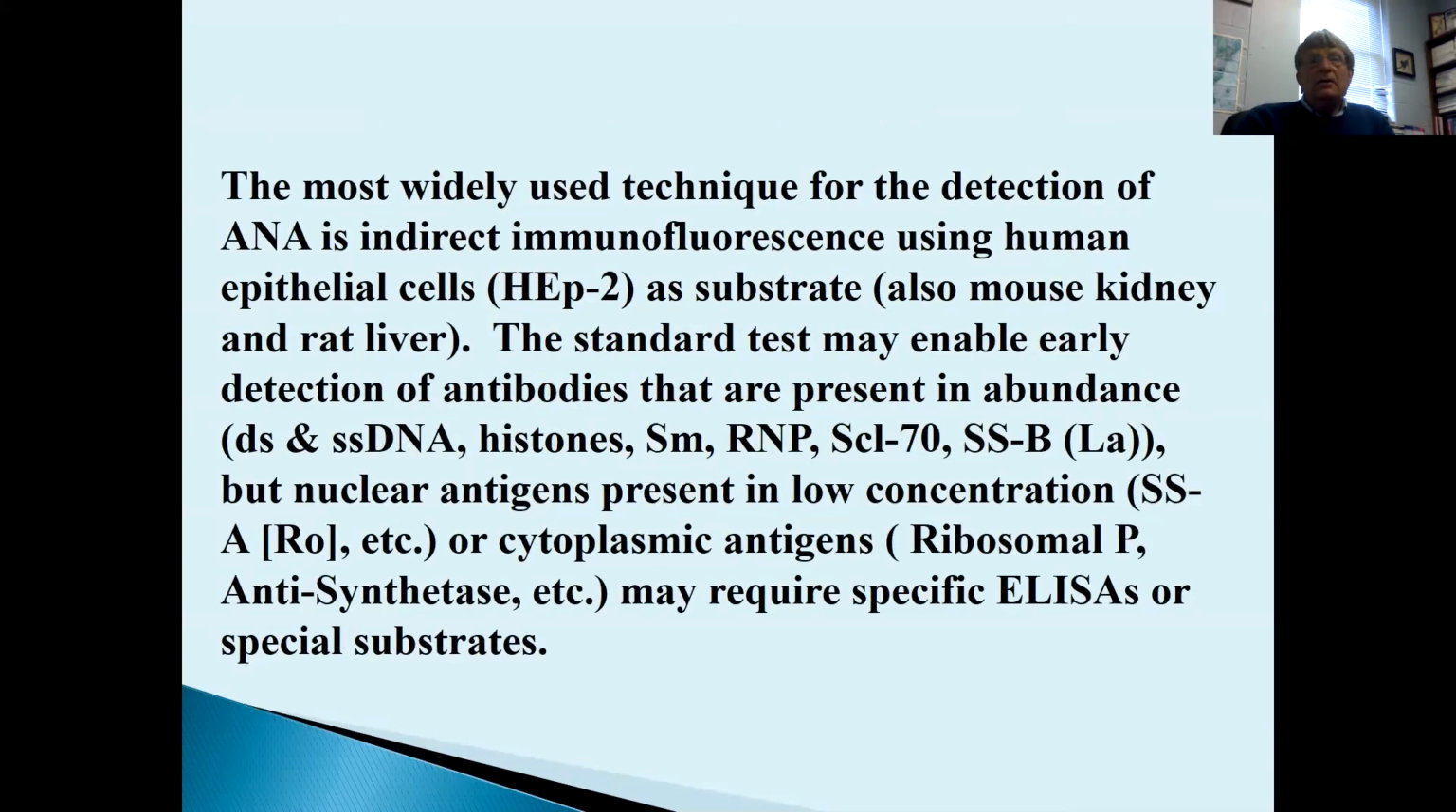The most widely used technique in the world for the detection of ANA is indirect immunofluorescence using human epithelial cells as a substrate. The standard has an adequate abundance of the routine antibodies: double-stranded DNA, single-stranded DNA, histones, Sm, RNP, Scl-70, and SSB. But it has very low concentration of SSA, and also it may not pick up cytoplasmic antigens, as we'll discuss, such as ribosomal P and the anti-synthetase antibodies.